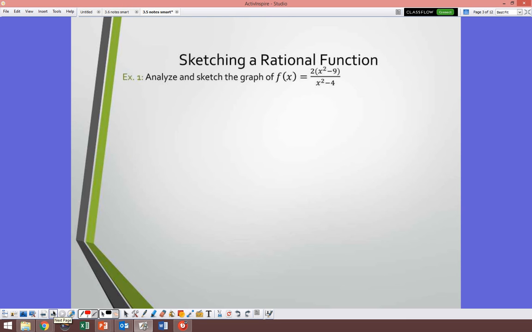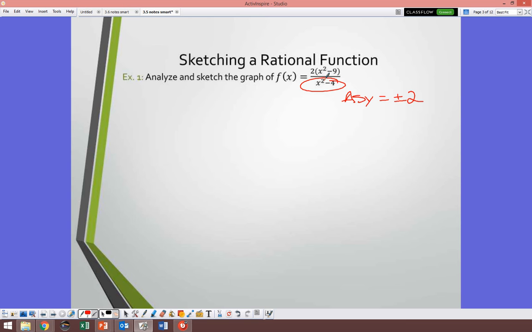Okay, analyze, sketch of the graph right here. First thing, set the bottom equal to zero. Why the bottom? Because when the bottom is zero, it's going to give you asymptotes. So we have asymptotes where? x equals positive and negative 2. From this one right here, I have asymptotes at plus or minus 2. So that's going to help me out.